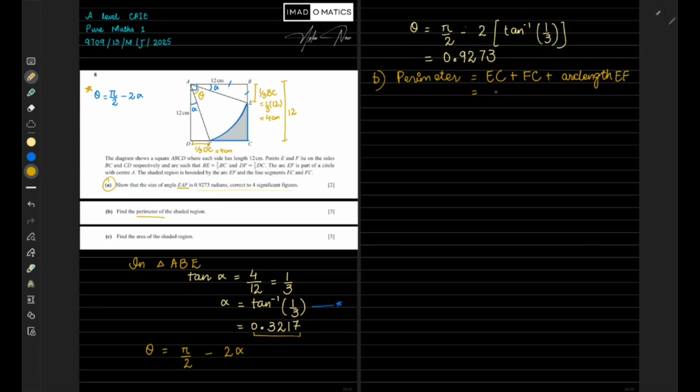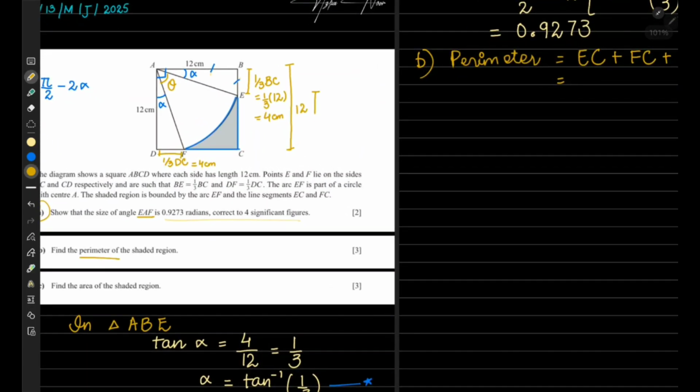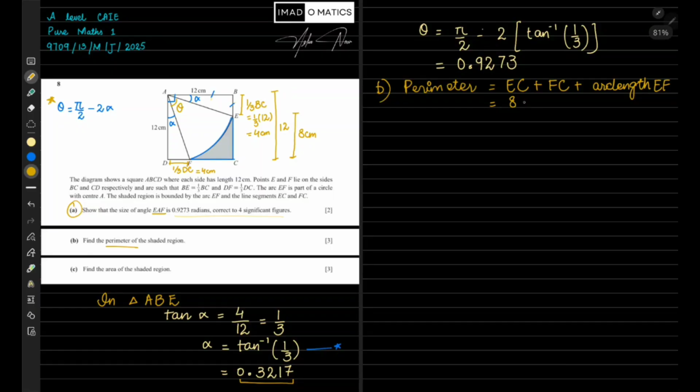So we will get... okay, what will be EC? If this is 4 centimeter and this whole is 12, so EC would be 8 centimeter. So 8 centimeter plus FC will also be 8 centimeter. Likewise, this length will be... okay, plus 8 centimeter, and arc length.